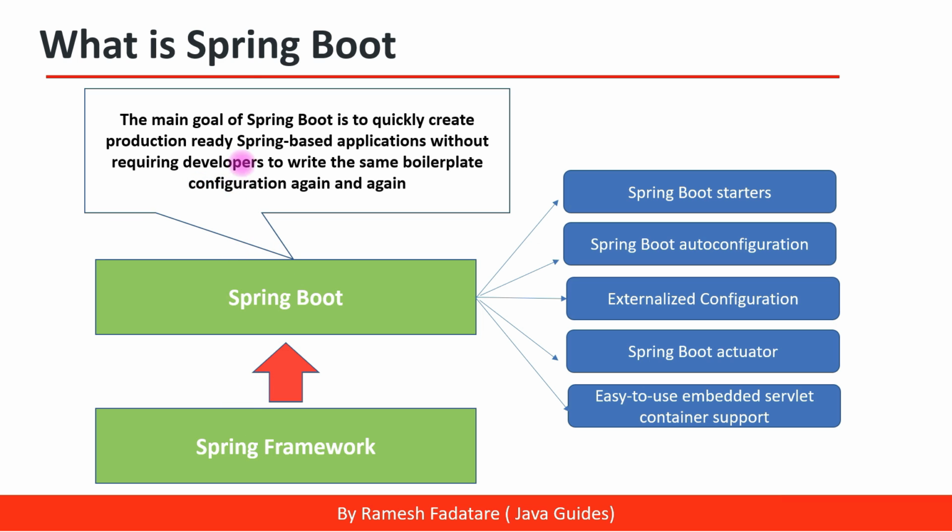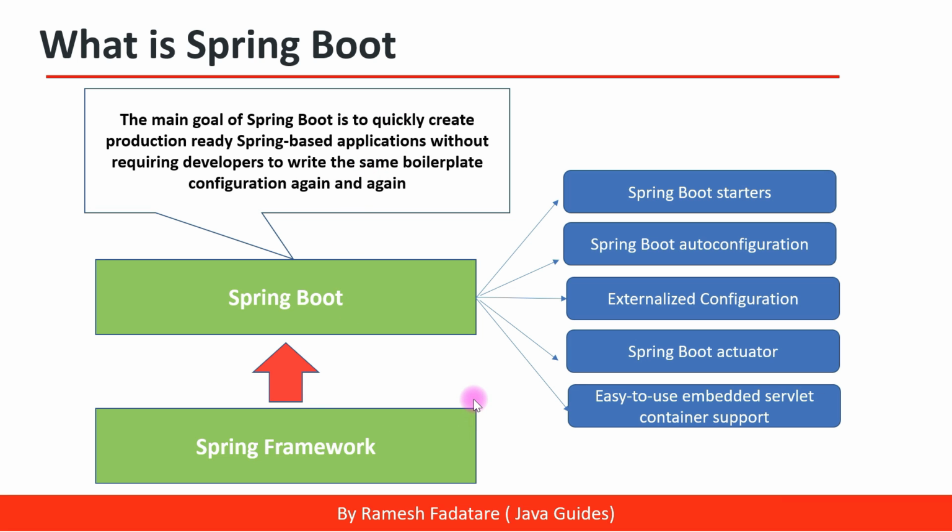Apart from that, Spring Boot provides many key features. For example, Spring Boot provides starter dependencies, auto configuration, externalized configuration, Spring Boot Actuator, and easy-to-use embedded servlet container support. So these are the key features that Spring Boot offers. The main goal of Spring Boot is to quickly create production-ready Spring-based applications without requiring developers to write the same configuration again and again.